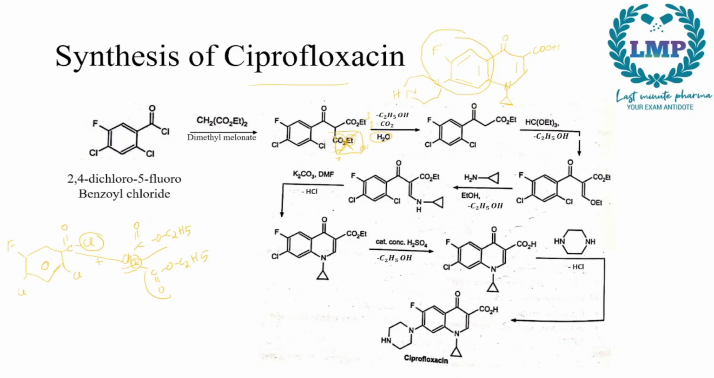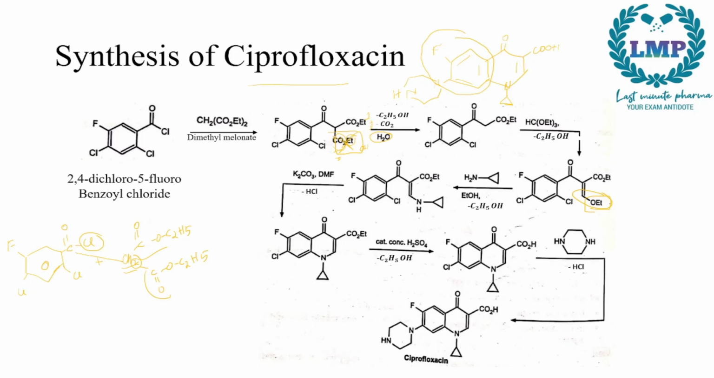Then we will have, in the presence of triethoxymethane. Now this group right here, if you see, there are 3 ethoxy groups. So triethoxymethane, we will have removal of C2H5OH. Now if there is removal of C2H5OH, what will happen is this part. There will be addition of another C and then OEt. So this group will be attached right here with a double bond.